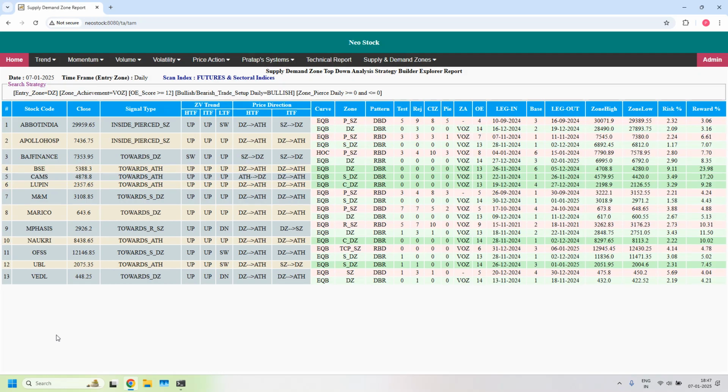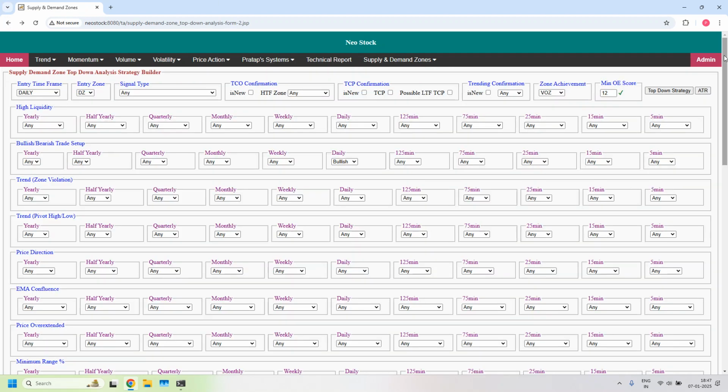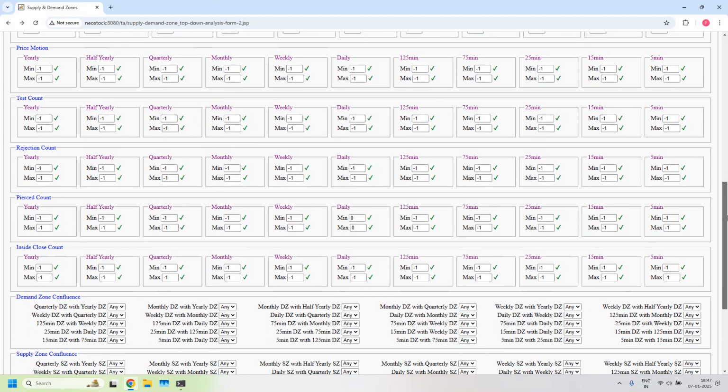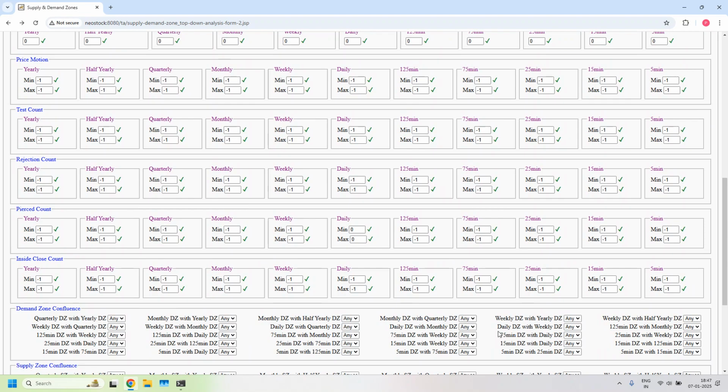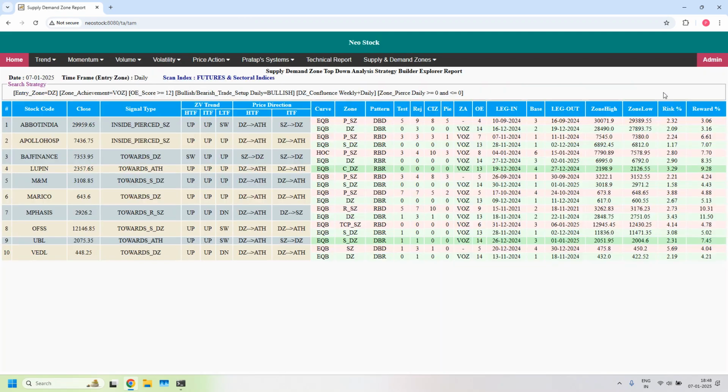First filter is based on LTF and ITF demand zone confluence. That is a daily and weekly demand zone confluence. Let us add that filter. In the demand zone confluence, I am enabling the filter daily demand zone with weekly demand zone confluence. With this filter, out of 13 stocks, we got 10 stocks. In all these 10 stocks, these daily demand zones are part of the weekly demand zone.